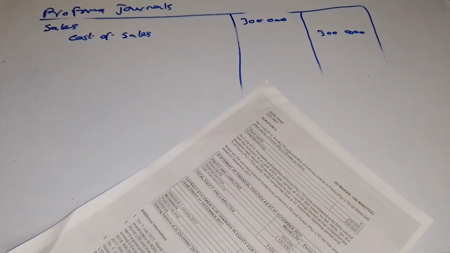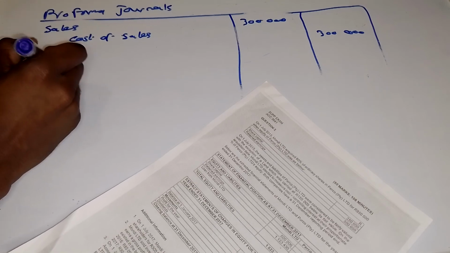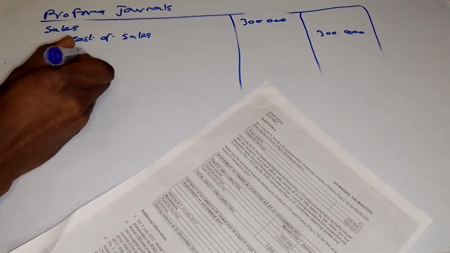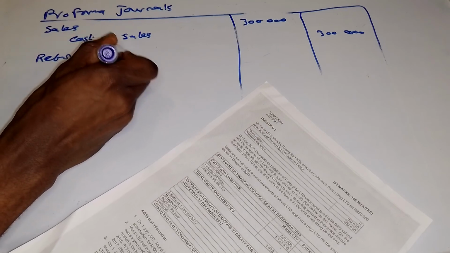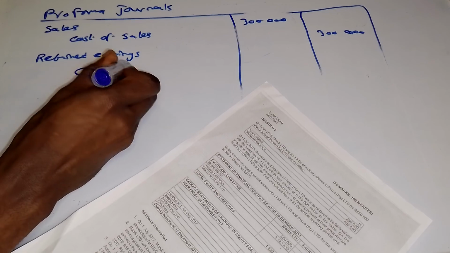Then the second one, guys, even if we have a case of deferred tax, this one is not going to form part of deferred tax. Okay, now let's proceed. The other one is opening. The opening, of course, you're going to say retained earnings, then you say cost of sales.